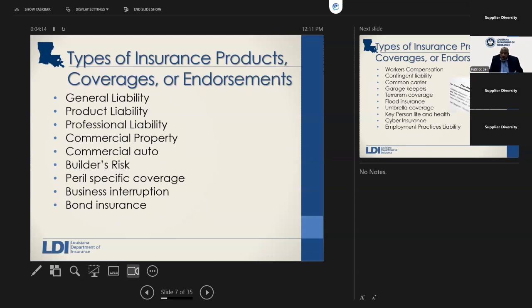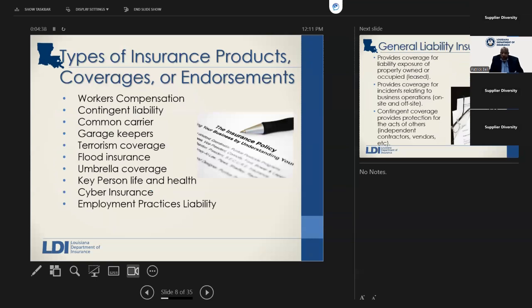There are numerous types of insurance products, coverages, and endorsements. Now, this list on this page and the one on the next page is by no means an exhaustive list because there's so many others out there. But we're going to talk about a few of them. All right, a few of them might be general liability, product liability, professional liability, commercial property, commercial auto, builder's risk, business interruption, bond insurance, workers' comp, common carrier, flood insurance, umbrella coverage, key person life and health, and employment practices liability. Some of the others that I may not have on this list might be event insurance.